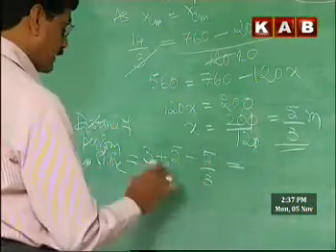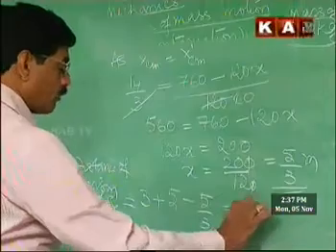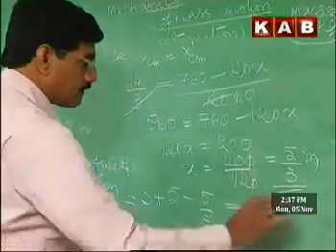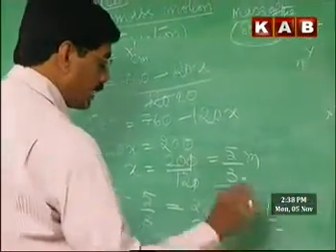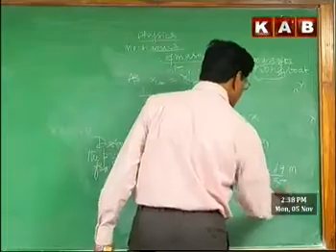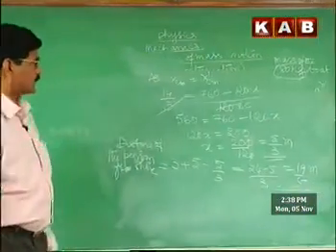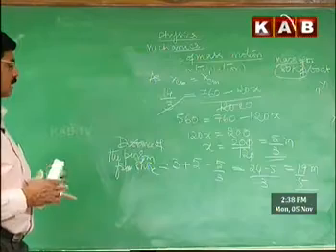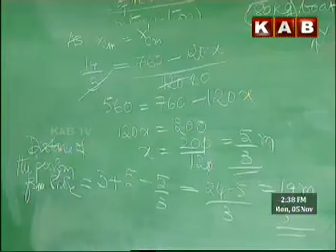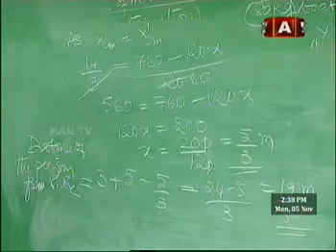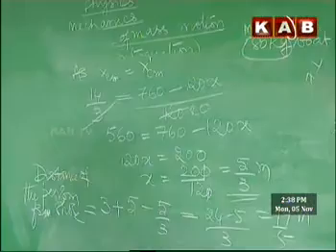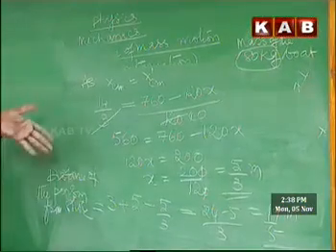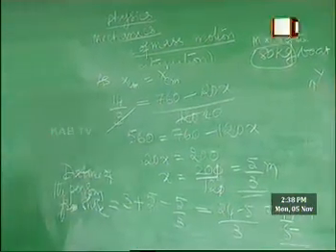Therefore, 24 minus 5 by 3, that is 19 by 5 meters, is the distance of the person once he travels 5 meters from one end of the boat to the other end of the boat. He will be at this distance from the shore. This is one of the examples where the idea of motion of center of mass is useful.